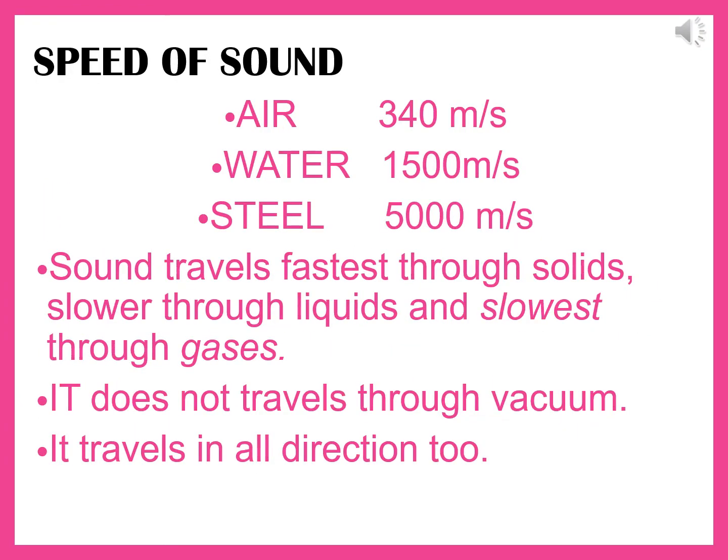Students, just see the figure. As you can see very clearly, the speed of sound is fastest in the solid medium where the molecules are tightly packed, like steel, 5000 meter per second. Now, in the case of gas, that is air, it is only 340 meter per second. So it is slowest here, and it is definitely not going through vacuum because it doesn't have the molecules.